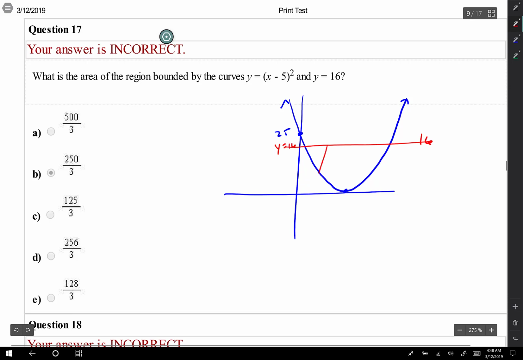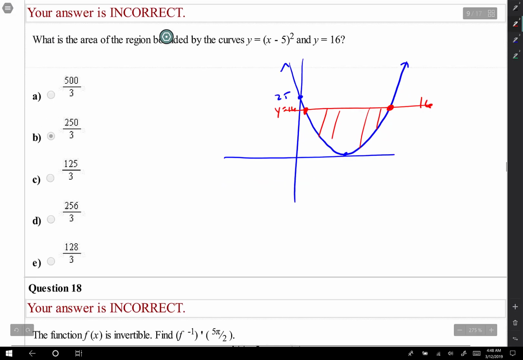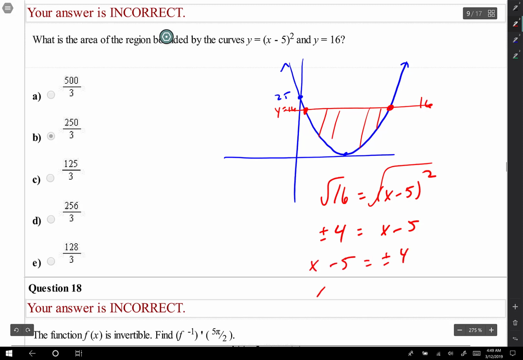And they want this region. So first, we need to find where they intersect. So we're going to write 16 equals (x minus 5) squared, square root, plus or minus 4 equals x minus 5. I'm going to rewrite it, guys, because I like to have the x minus 5 on the left-hand side, and then I'm going to move the 5. So 5 plus or minus 4. So one of them is 5 minus 4, which is 1, and the other one is 5 plus 4, which is 9. So this is a 1, this is a 9.